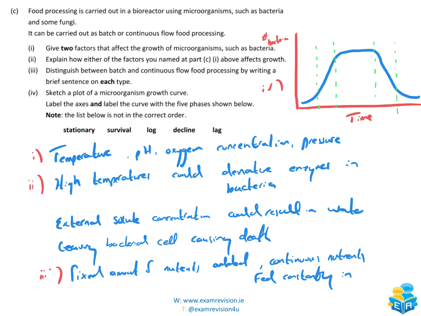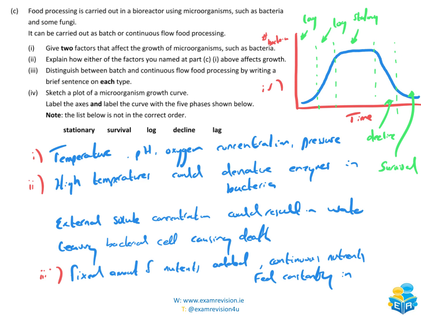So that first one there is the lag phase. That second one there is the log phase. Then we have stationary. This one here is our death or decline. And then that last one is survival. Okay, so that's all of the stages there.